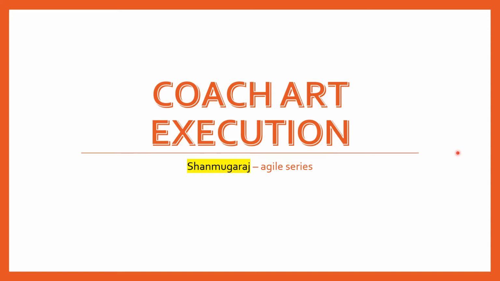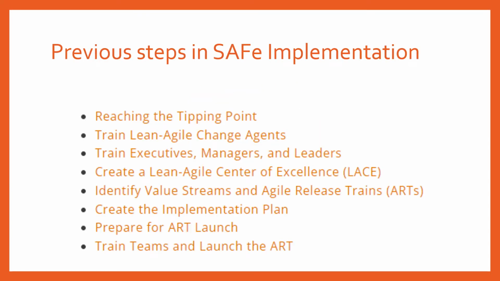We are continuing our journey on the Agile series, in particular SAFe, which is the Scaled Agile Framework. Recently, we talked about the steps involved in the SAFe implementation roadmap. Today, we're going to talk about how to coach ART execution.